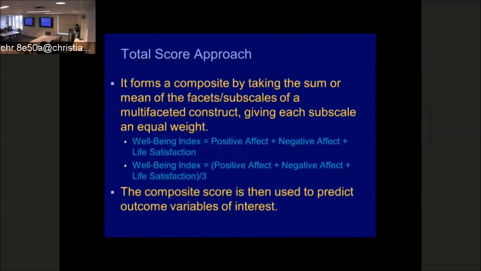So specifically, the total score approach forms a composite by taking the sum or mean of the subscales, giving each subscale an equal weight. Mean or sum, it doesn't matter because the relationship would be the same with outcome variables. So it'll form a well-being index by adding positive affect, negative affect, and life satisfaction together, or you take the mean. And then we use the composite score to predict outcome variables of interest, or we use the composite score as an outcome variable per se.